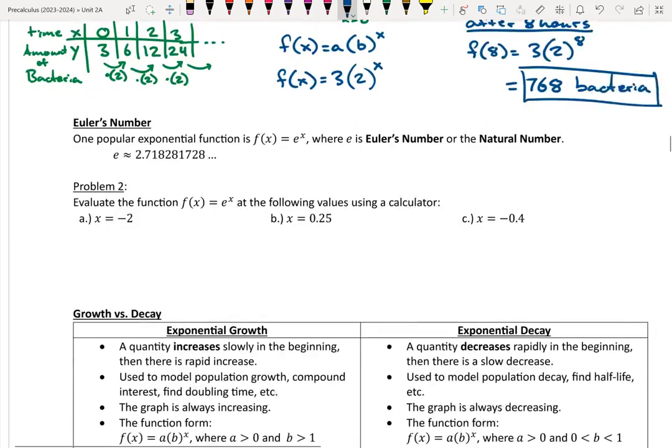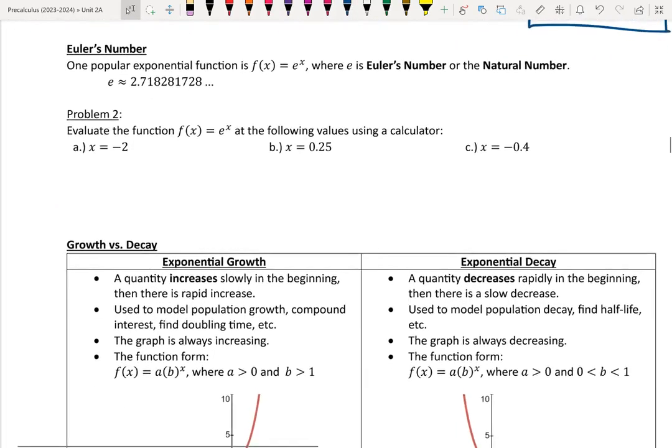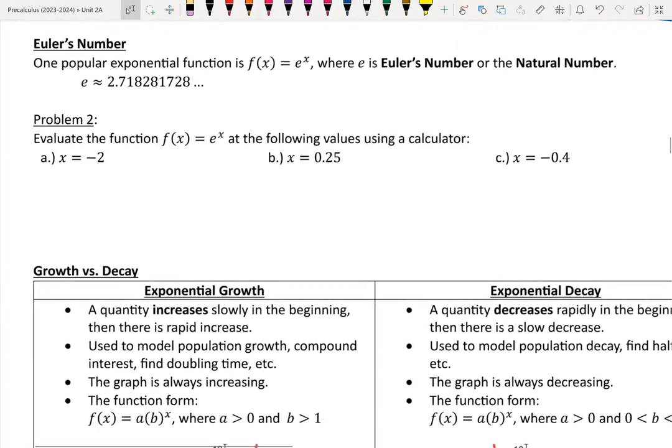All right, so moving on, the next thing we want to look at is what's called Euler's number. Now this is a popular exponential function that we have, and that is the function e to the x, where e is what we call Euler's number, or the natural number. Either one is fine. They both mean the same thing. Now, Euler is actually a mathematician. His name is Leonhard Euler.